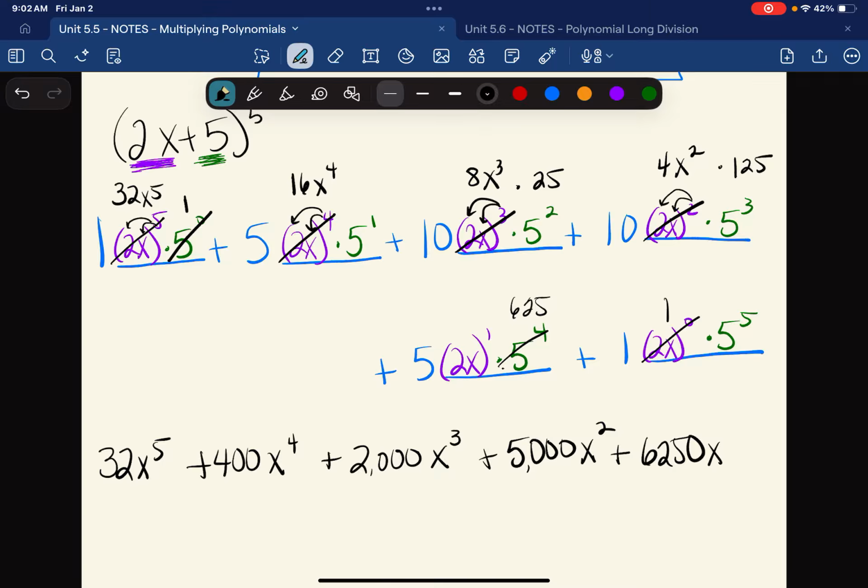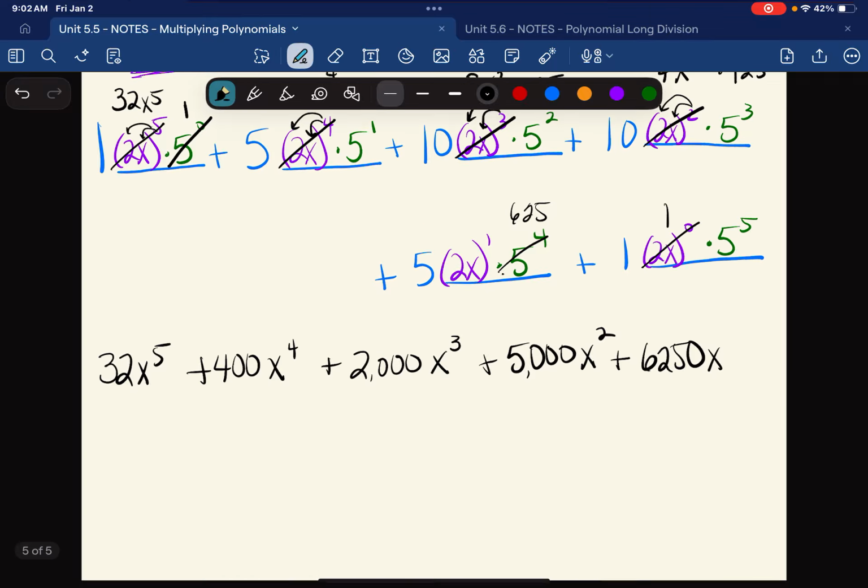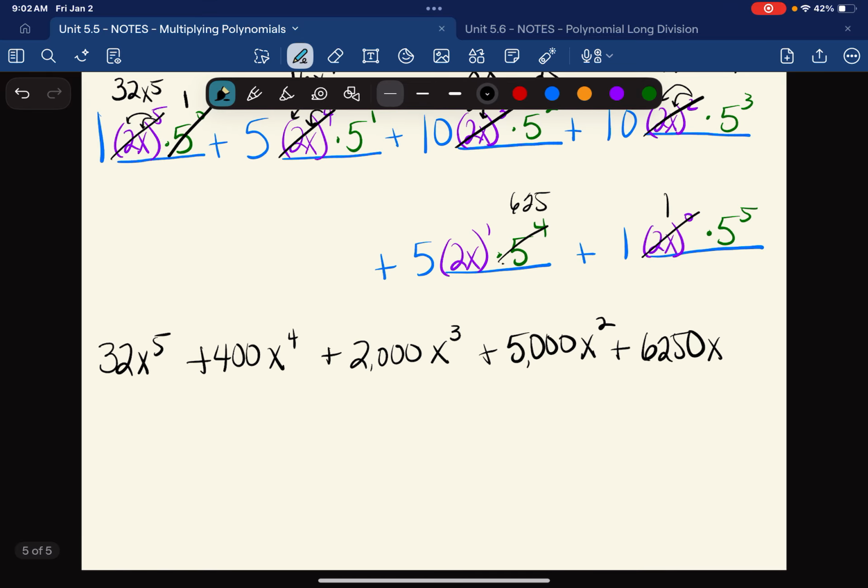And so I have 1 times 5 to the 5th power. Well, I already know that 5 to the 4th power is 625. So what is 625 times 5 again? 5 times 5 is 25, carry 2. 5 times 2 is 10, 11, 12. Carry 1, 6 times 5 is 30, so this is 3125.